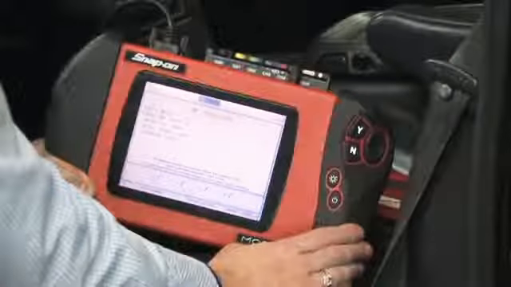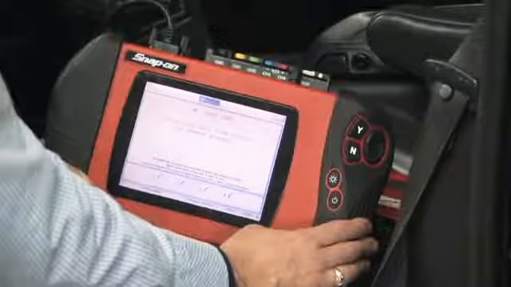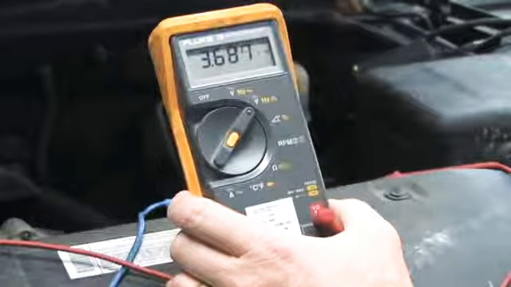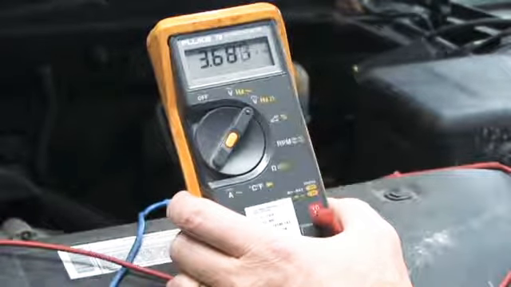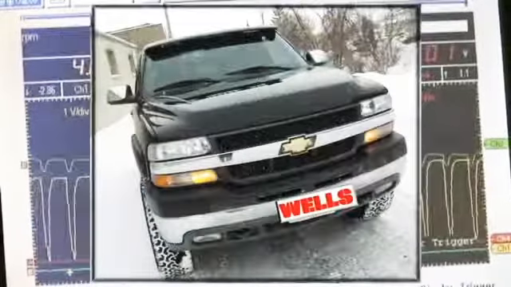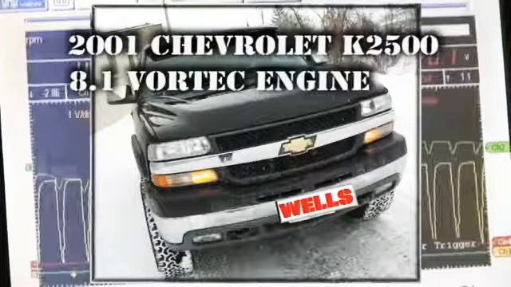This video will explore alternative techniques used to diagnose digital mass airflow, or MAF, sensors using a scan tool, digital volt ohm meter, or DVOM, and lab scope. The vehicle is a 2001 Chevrolet K2500 with an 8.1-liter Vortec engine.